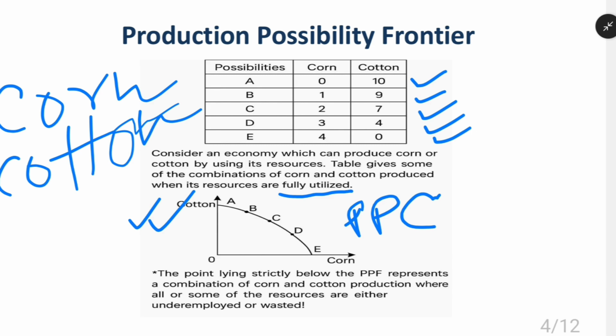Now let us try to understand what has been said here. A point lying strictly below the PPF represents a combination of corn and cotton production where all the resources are either underemployed or wasted.